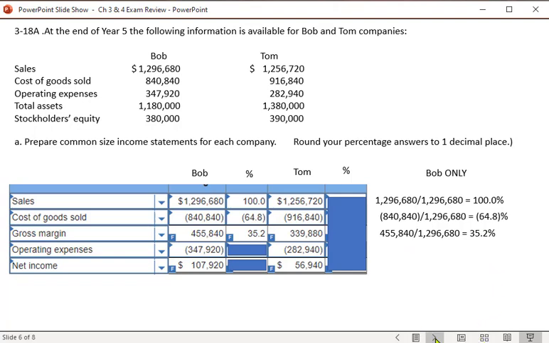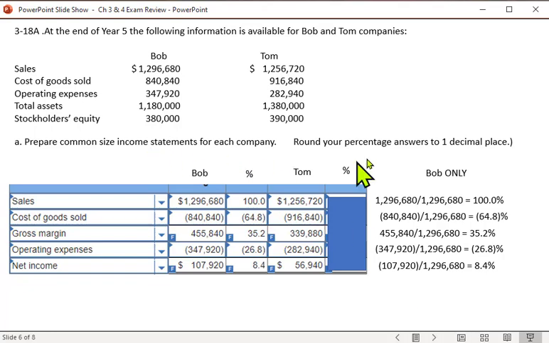Our next one would be operating expenses. Notice they're in brackets, so your answer needs to be in brackets. 26.8 is the percentage, and that's 347 divided by 1,296,000. Then finally, net income is going to be 107,920 divided by the sales, which gives you a net income percentage of 8.4%. Okay, and now that's all of Part A.